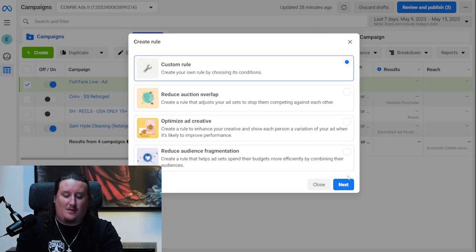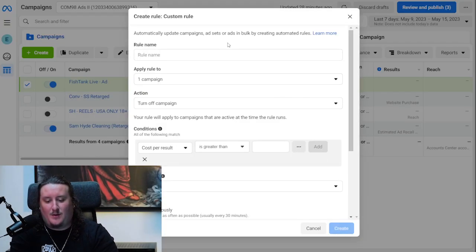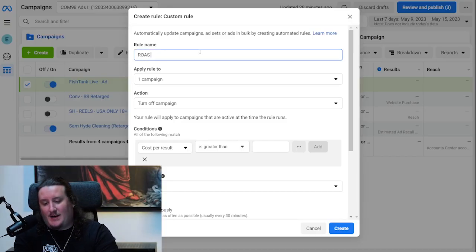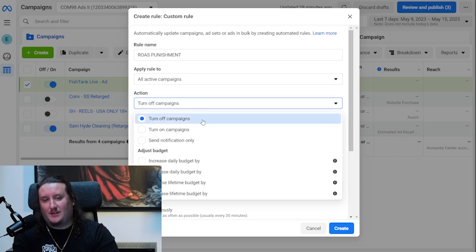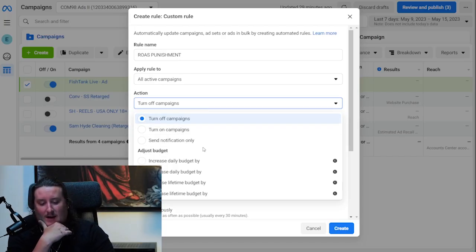So now we're going to create the exact opposite, okay? And this is going to protect your budget. So ROAS punishment, ROAS bonus, ROAS punishment. You see where we're going with this? So we're going to apply this to all active campaigns, the exact same thing. Action, turn off campaigns. Now let's take a look at the different options. We have increase daily budget by, decrease daily budget by, increase lifetime budget by, decrease lifetime budget by. So here's the kicker.